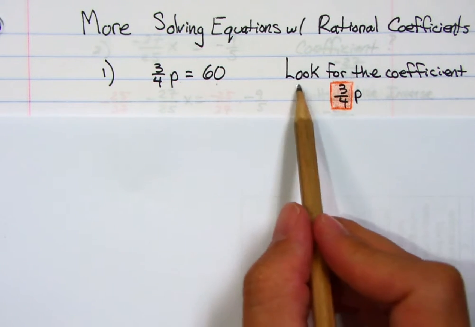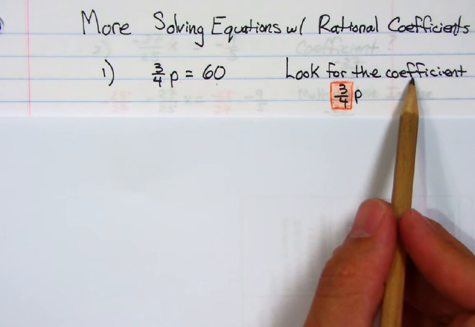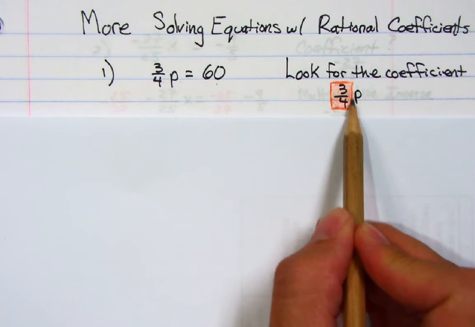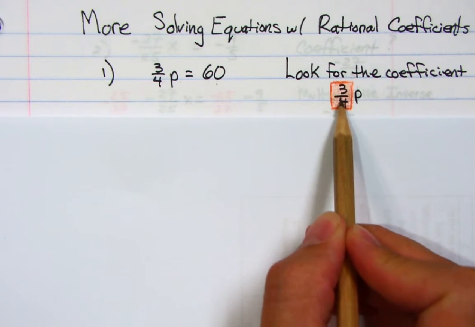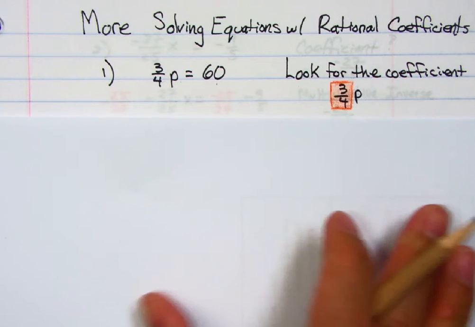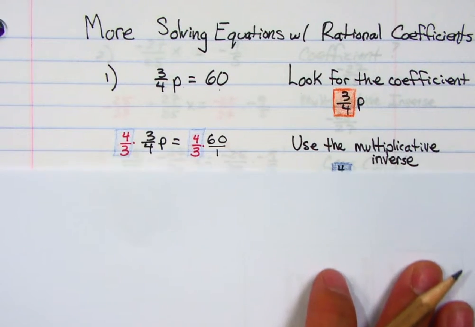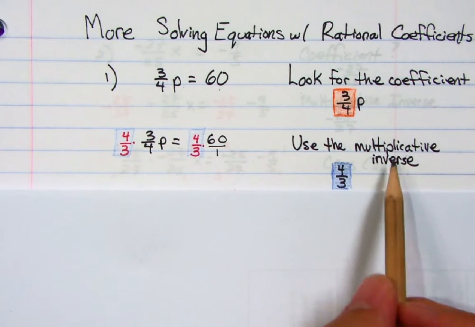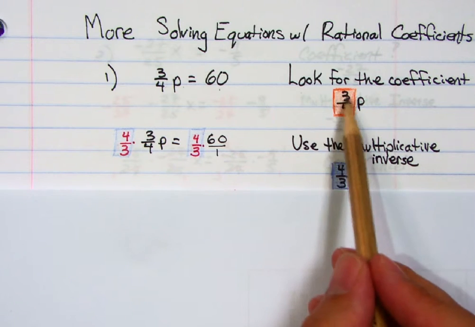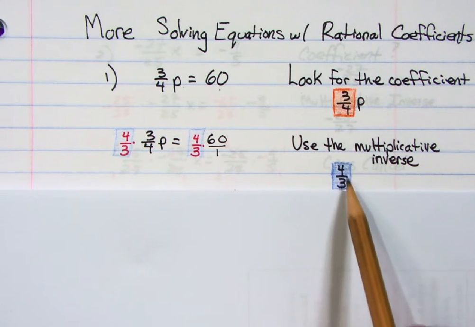So the first thing I do is I look for the coefficient. How do I know what a coefficient is? Well, it's always going to be right in front, to the left of the variable. Typically, it's to the left. It's right there. So then I ask myself, okay, what's the multiplicative inverse? Well, it's just to flip this around. So instead of 3/4, I make it 4/3.